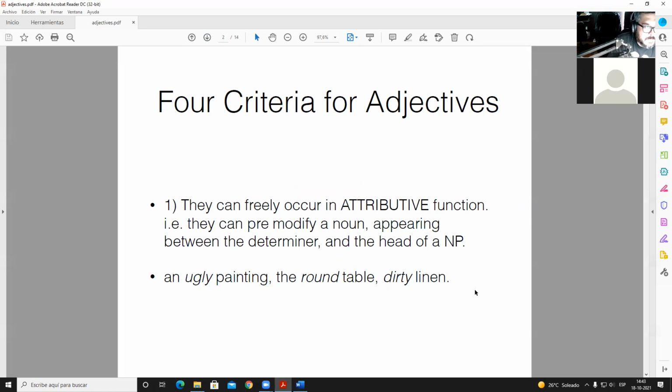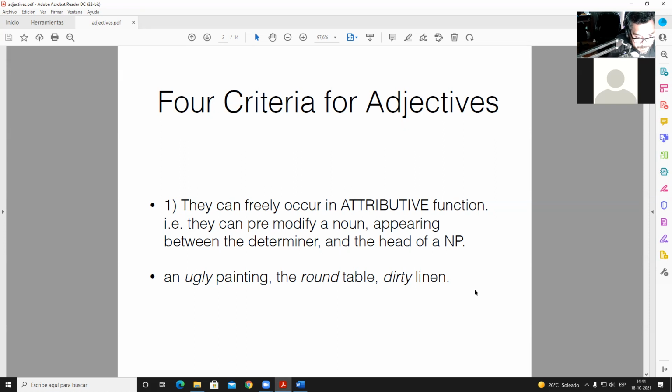Okay, so adjectives. Adjectives can freely occur in attributive function. That is to say, they can pre-modify a noun, appearing between the determiner and the head of a noun phrase, right? Okay, we're dealing with the idea that adjectives can be differentiated, I would say, in 4 different ways. The very first of them is whether they are attributive or not. An attributive adjective is a premodifier, and that's it. And as it is said, the attributive adjective is placed between the determiner and the noun.